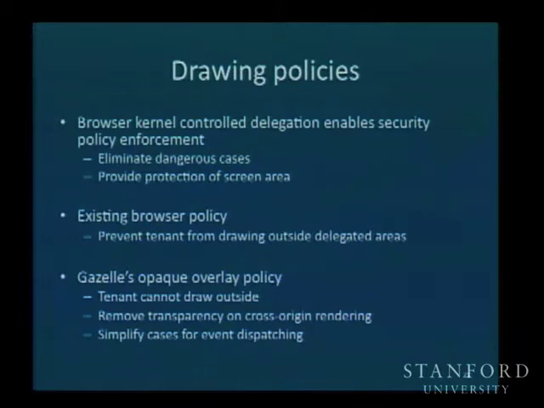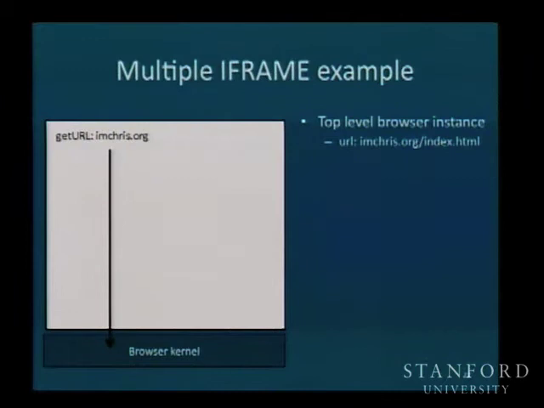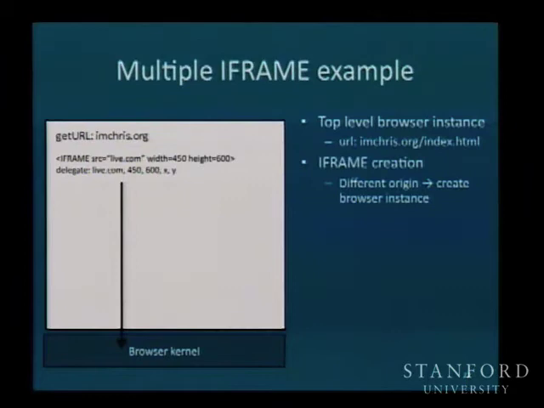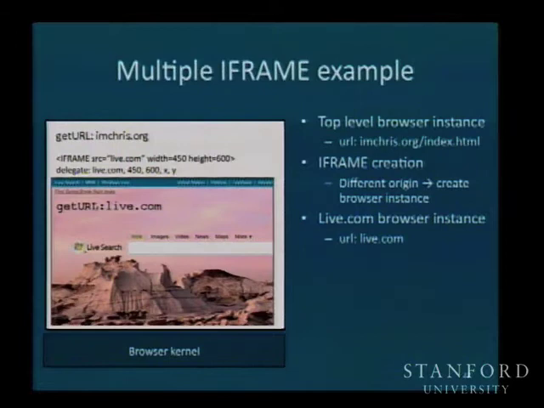So let's see an example that puts it all together, involving a few different iframes. The top-level browser instance in this case is going to point to, let's say, my domain. We get the content, start parsing, and encounter an iframe pointing to live.com. When we see iframes, delegation happens. When delegation happens, we're basically taking another browser instance and rendering the content inside of this window.